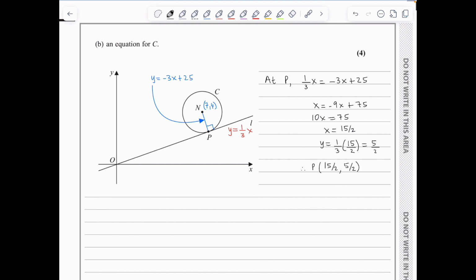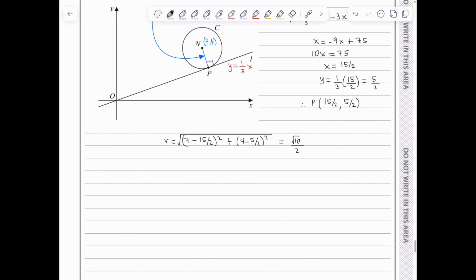So we've got the coordinates of the center, we've got the coordinates of a point on the circumference. I can find the radius of this circle by doing the distance between P and N. So the radius will be given by 7 minus 15 over 2 squared plus the 4 minus the 5 over 2 squared, and all square root. This gives an answer of root 10 over 2, which is the radius of the circle.